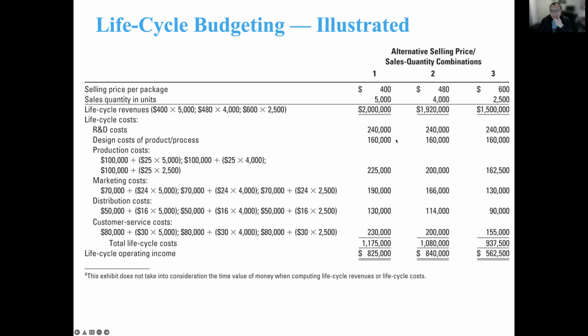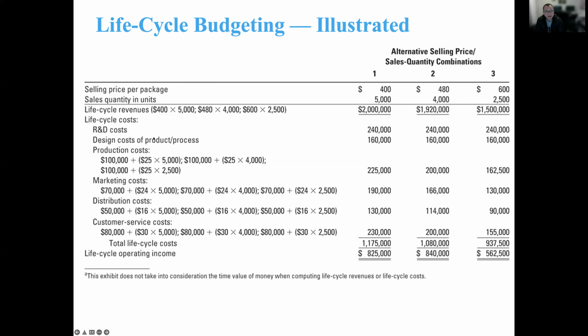And the research design cost, this will be all the same, regardless how many you are going to sell, right? This is actually the sunk cost, the cost incurred prior to the production. Regardless how many units you are selling, this will be all the same. The production cost and the marketing cost, distribution cost, customer service cost, these costs are all mixed cost. It has a variable component and a fixed component, okay?